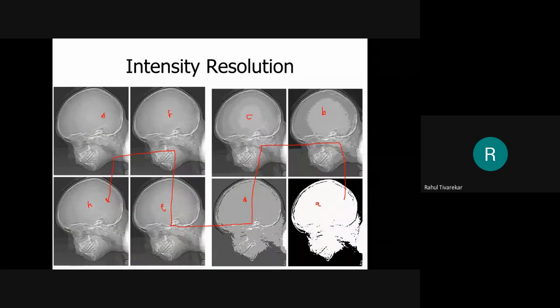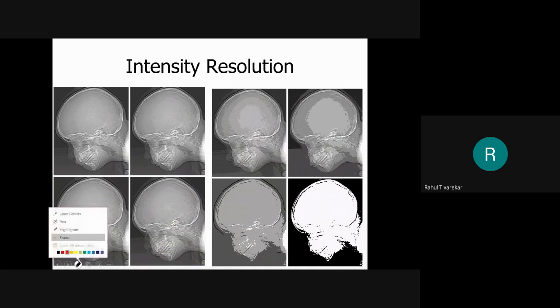I think I made a mistake. Yes, I made a mistake. Wait a minute. And the mistake is, this is image A, this is B, this is C, and this is D. And the same way, E, F, G, and H.